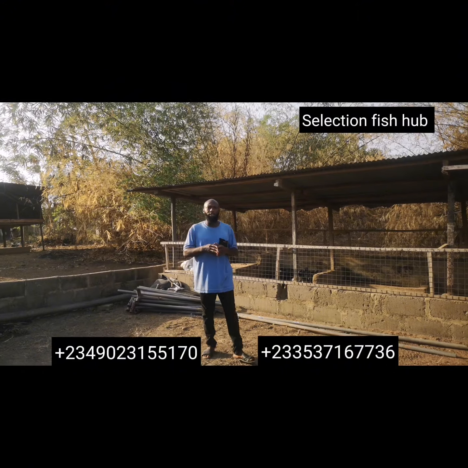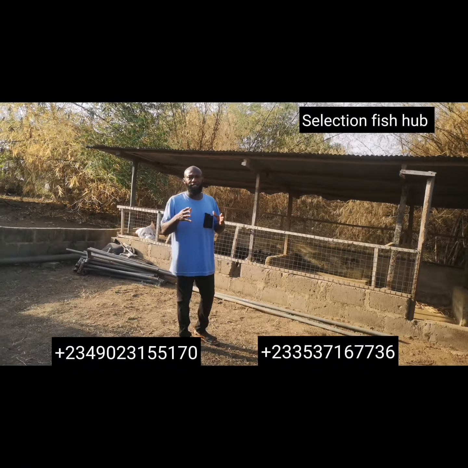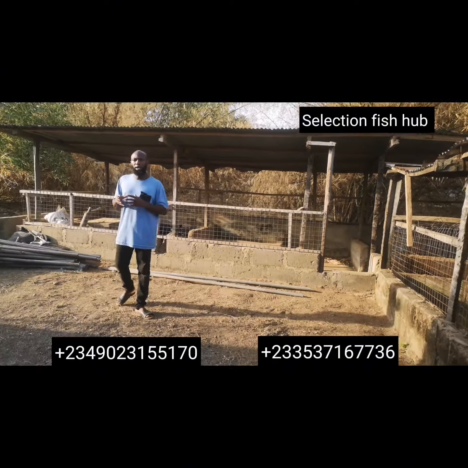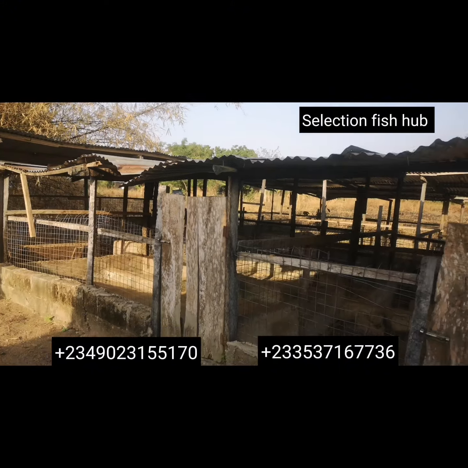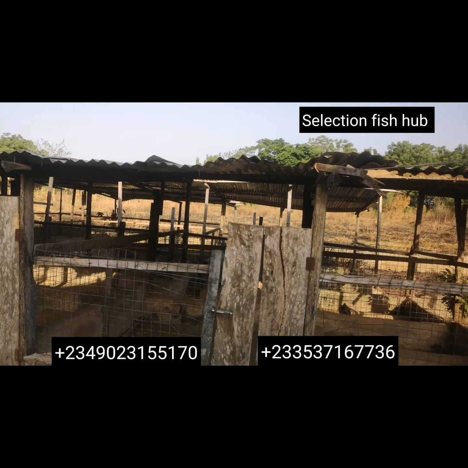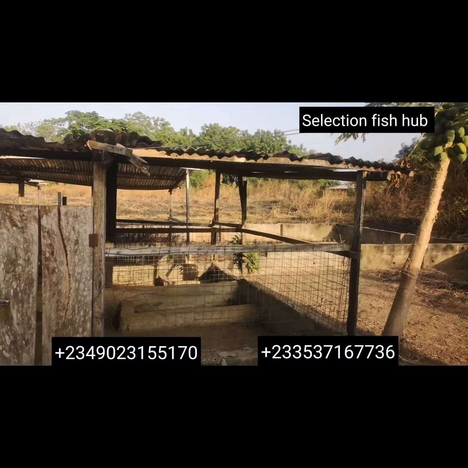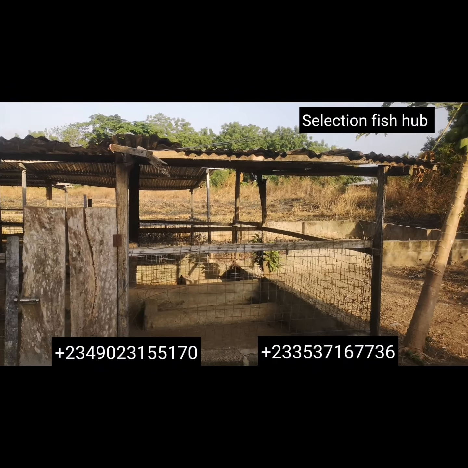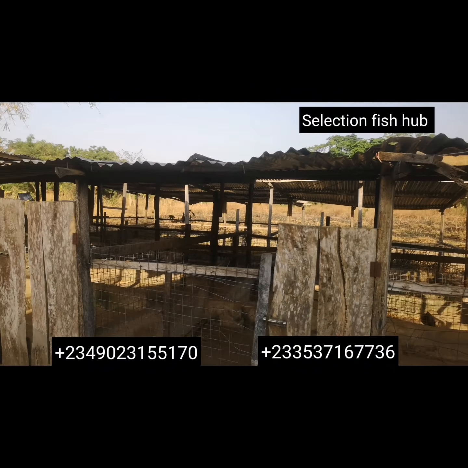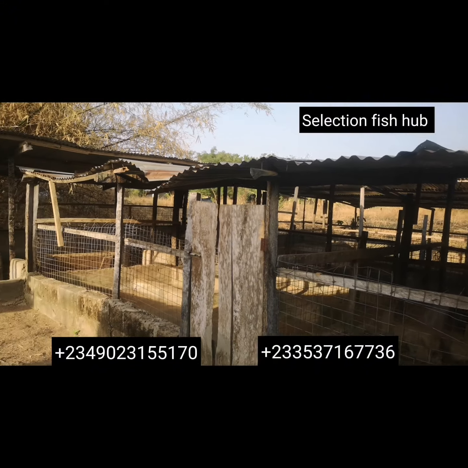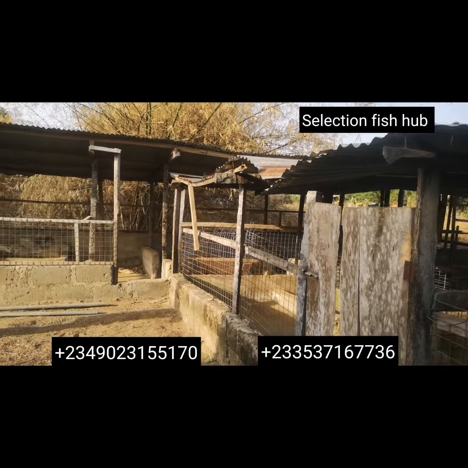Input means all the money and all the expenses you have made to make sure that a fish grows out or reaches a particular size. Now, this particular stocking density has been neglected in fish culture and aquaculture over time, and that has contributed to the low profit that fish farmers make.